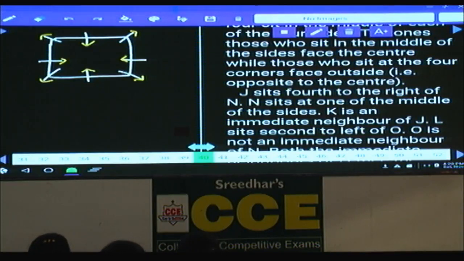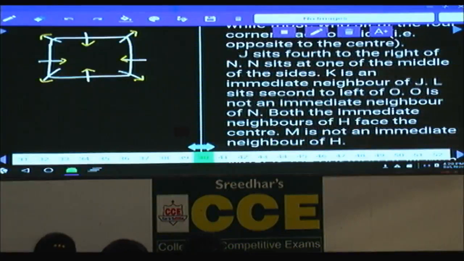J sits fourth to the right of N. First, in this one, we need to check the information given about any person facing the center or away from the center. Here, N sits at one of the middle of the sides. As N is at one of the middle of the sides, I am fixing it here. And J sits fourth to the right of N. Among these 8 persons, fourth left or fourth right means they are opposite to each other. J and N are opposite.